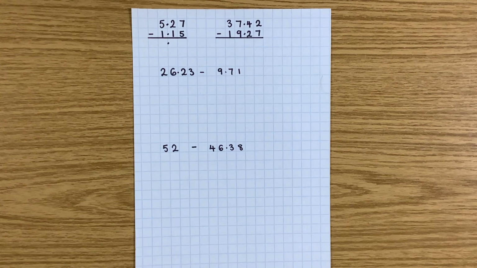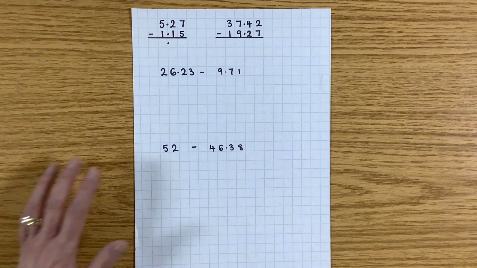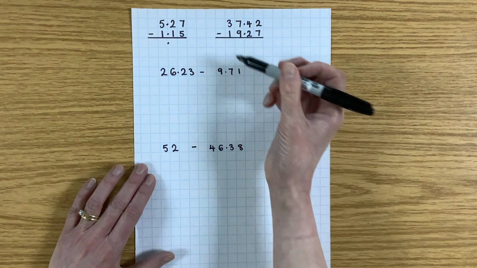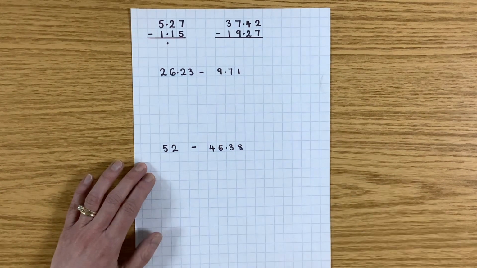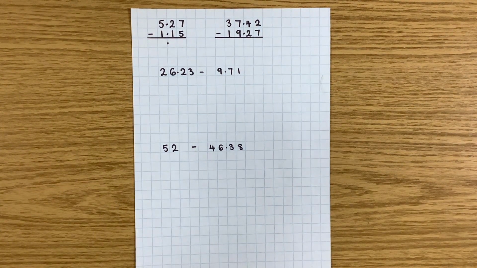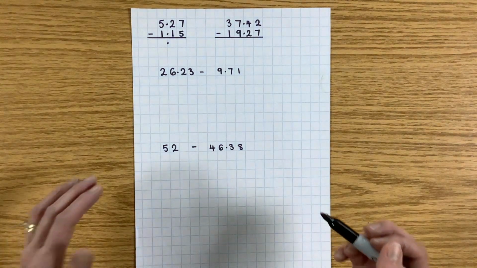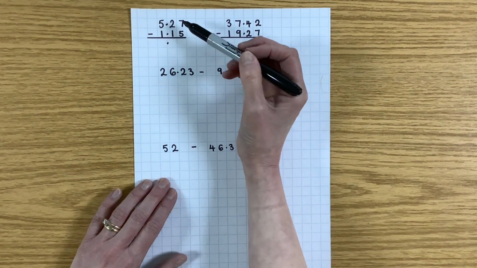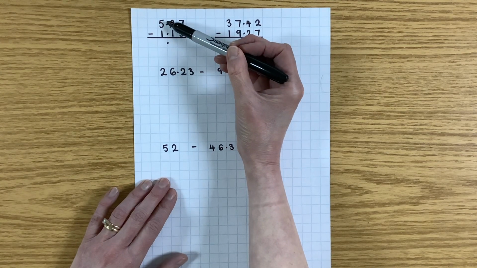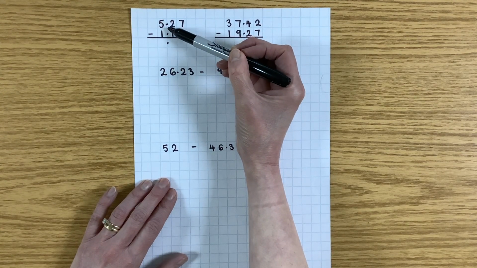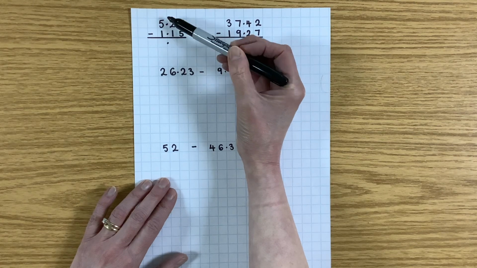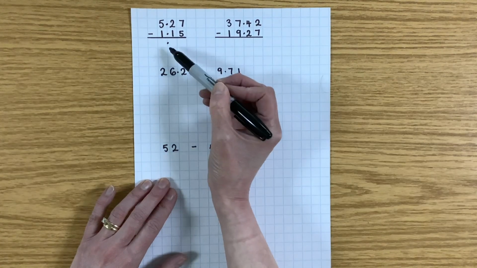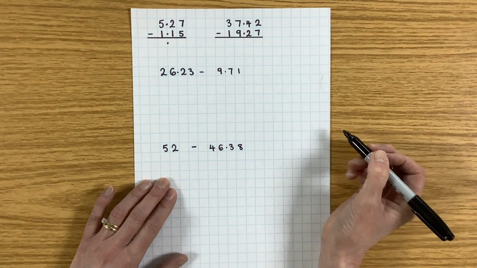Now, we've got a few questions in this page. We're going to take a look at them together before you have a look at your work for today. So let's start off with a really straightforward one. I've got 5.27 and I'm going to take away 1.15. I do it just like I would do any other subtraction calculation. The only difference being I've checked that I've got my decimal points, one straight under the other. They're all in a straight line. And I've remembered to put a decimal point into my answer. And then I would just work it out as I normally do.